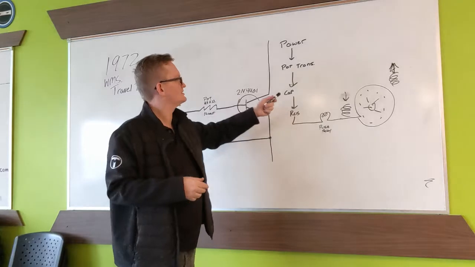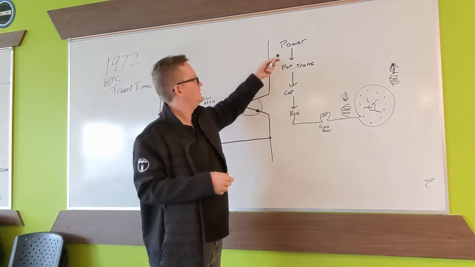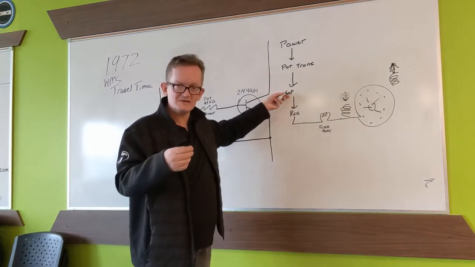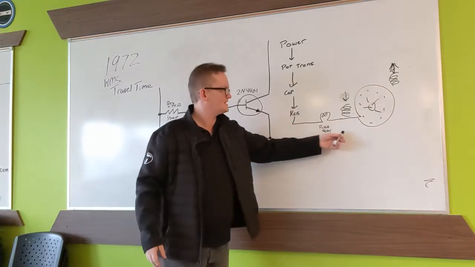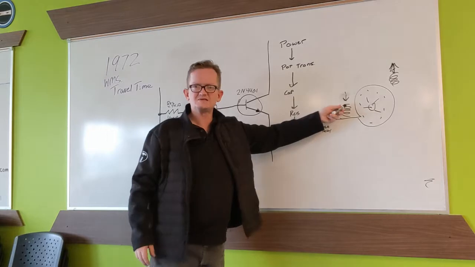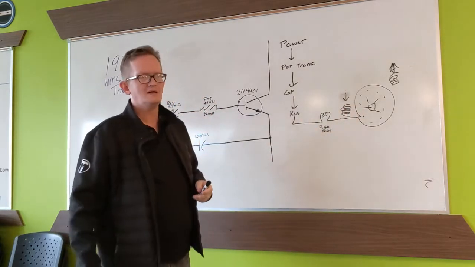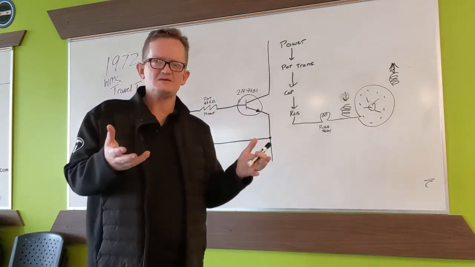So that's how the circuit works. Basically, power gets fed into the capacitor. When it gets full, the resistor says, all right, dump it. And it dumps it out through the pulse relay, which hits the solenoid and says click. So that's basically how the circuit works.